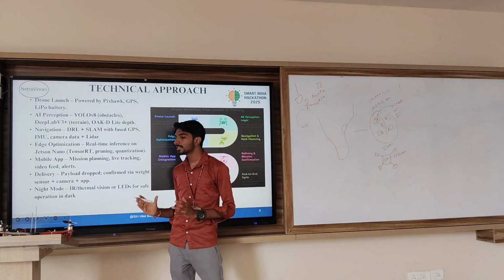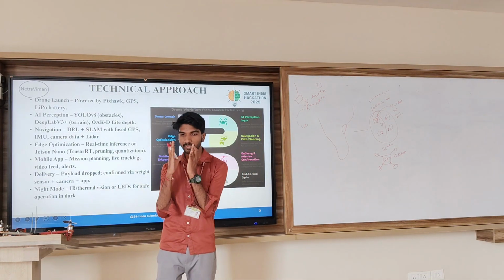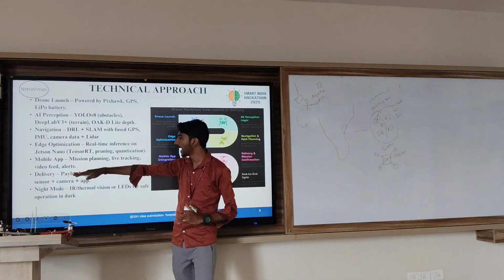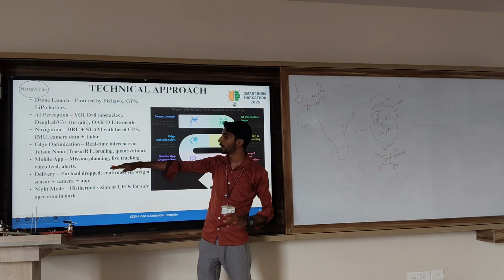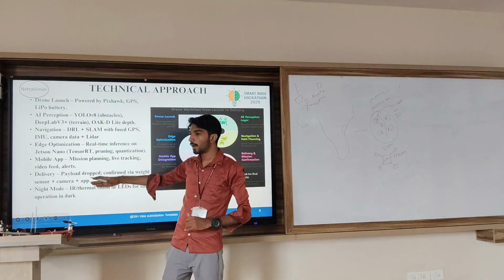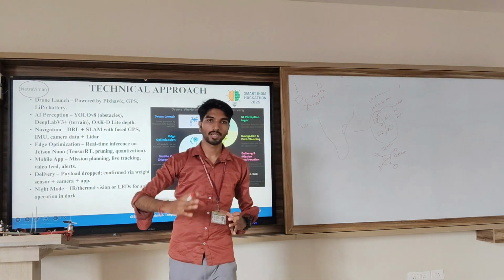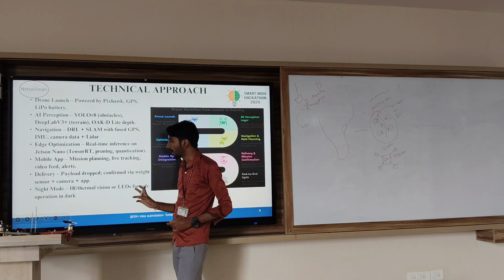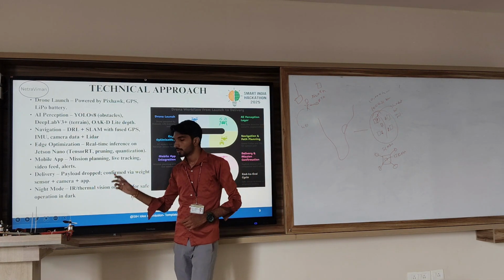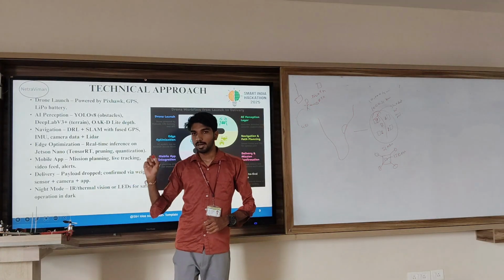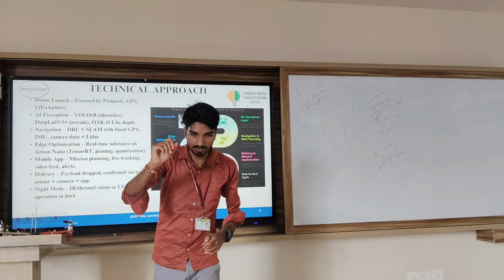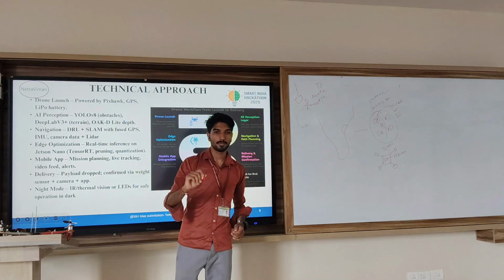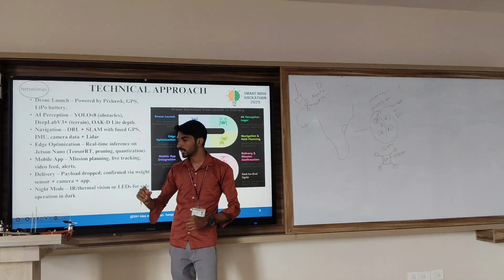Next, to make it next level, a complete prototype with a TRL-like structure, we will be using a mobile app for mission planning, live tracking, video feed, and alerts. So we'll be making a mobile app in which we can get all the real-time data on our devices. And next, delivery payload drop confirmed via weight sensor and camera, so the mobile app will make sure that this person has been located in this spot and got this medical supply at this time. So it will be completely monitored using our mobile app.